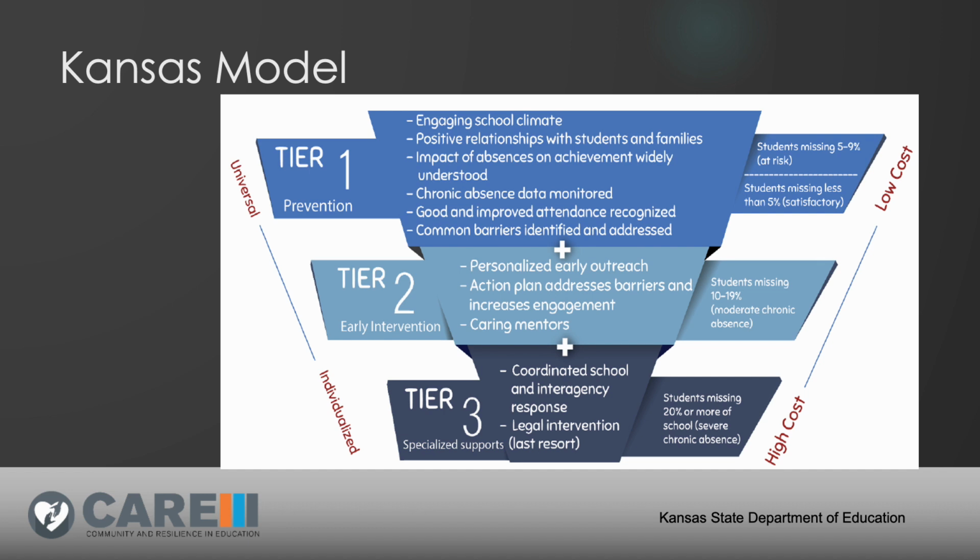So we want to look at data globally, holistically, but we also definitely want to look at it on an individual level, because the reason for one student missing school probably is markedly different than another student. And then again, thinking about those barriers to attendance and working with staff, students, parents, and community partners to address those barriers that are unique for your student, your school, and or your district.